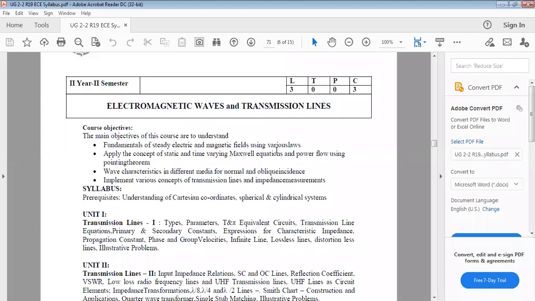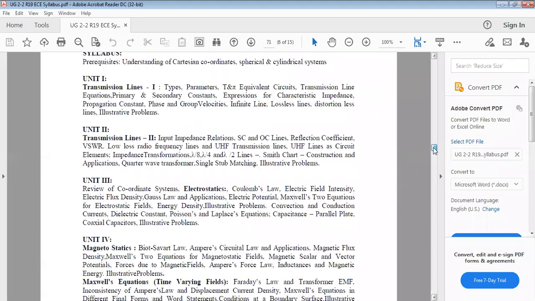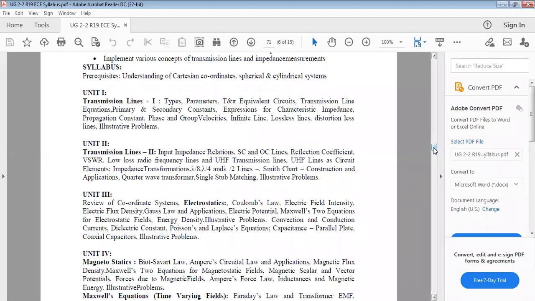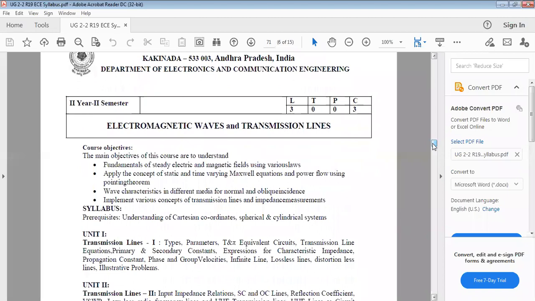But according to the R19 syllabus, you are so lucky. Why? Because the syllabus is dramatically reduced to 5 units, and the syllabus format is quite different compared to last year's and the other university syllabuses. According to your subject title, this subject contains two parts: electromagnetic waves and transmission lines.